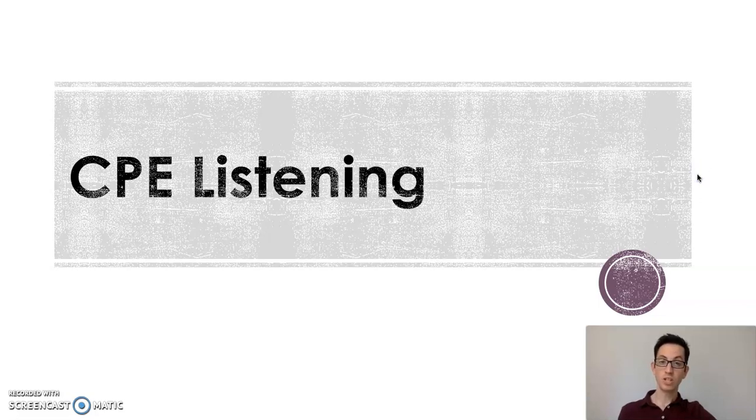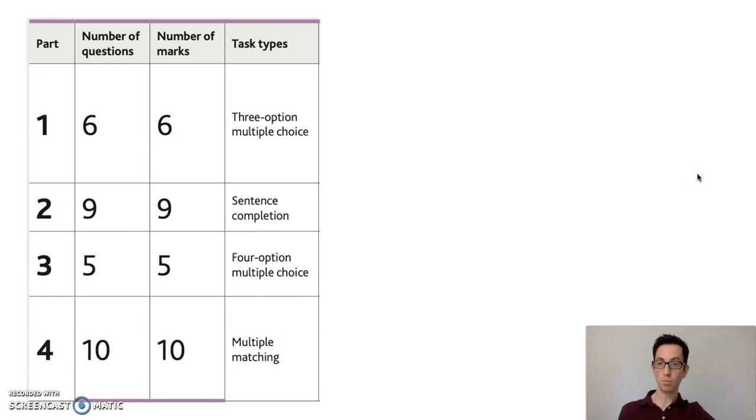So the Cambridge Proficiency Listening Test consists of 4 parts. In each part you have a certain number of questions to answer. You can see that here in the second column, and there are a certain number of marks allocated, which you can see in the third column. As you can see, the number of questions and the number of marks for each part is equal, and that means that for every question you are asked, there is 1 mark available.